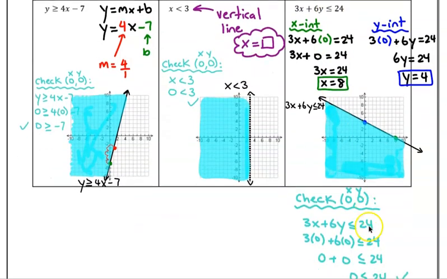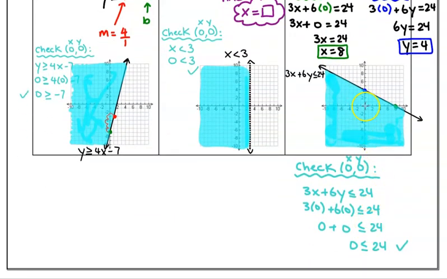And then I'm just going to do my check with 0, 0. So 0, 0, this origin is right here. And if it works, I'm going to shade in the side with the 0, 0. If it doesn't work, I'm going to shade in the other side. And so with x is 0, y is 0, I'm going to put both of those into the original equation. 3 times 0 plus 6 times 0 is going to give me a 0 on this side. On the other side, it's going to be a 24. So does this statement actually make sense? Is 0 less than 24? Yes, it is. And so 0, 0 makes sense in terms of this equation. I'm going to shade in the side with 0, 0.